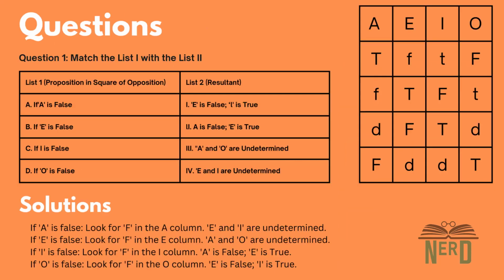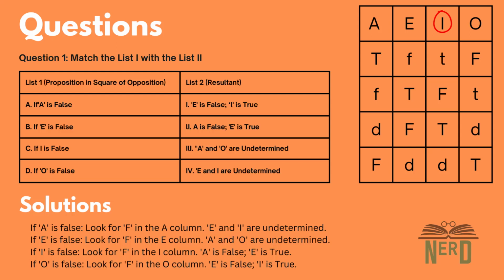Question 1. Let's match the list 1 with the list 2. Look at the first proposition in the list where it says if A is false. When we look at the table, we search for the A proposition column and then look for capital F. We then observe that E and I are undetermined. So the correct match is, if A is false, then E and I are undetermined. Now look at the next proposition, if E is false. When we look at the table, we search for the E proposition column and then look for capital F. We then observe that A and O are undetermined.